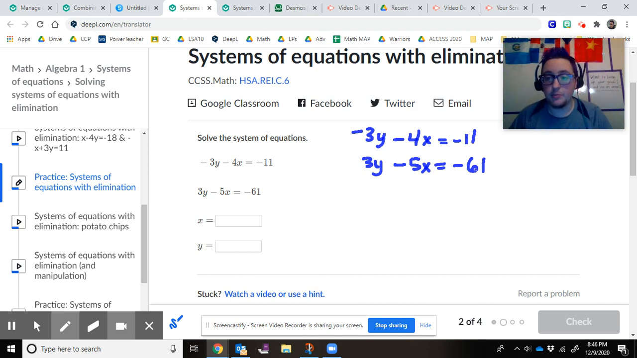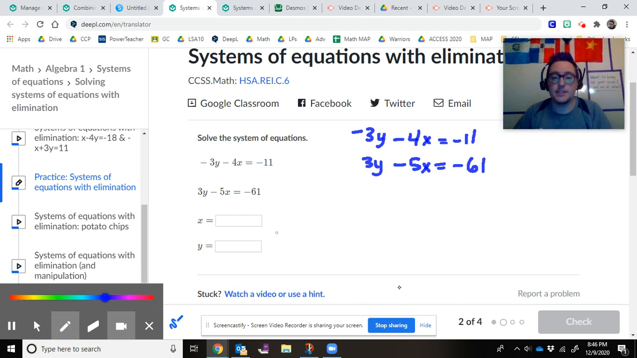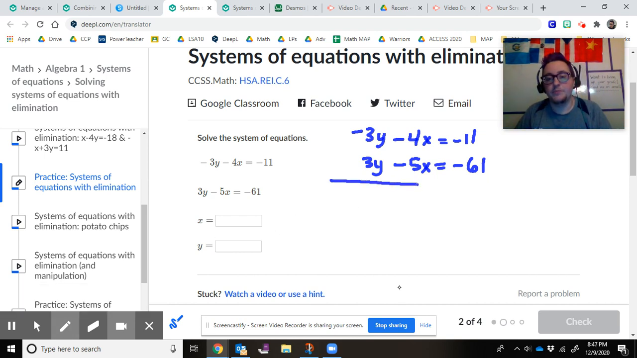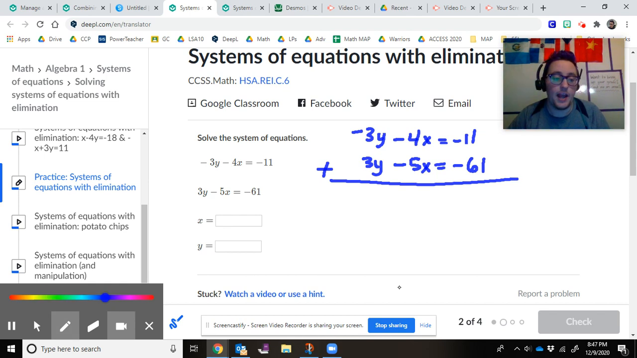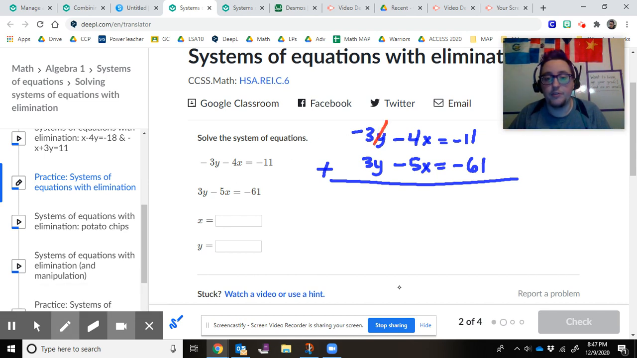And our first step when we're doing this is what we did in the last assignment, which is combining. So we want to combine these equations and see what eliminates. Right away, if I'm looking at these, I know that the y's are going to eliminate because I have a negative 3 and a 3. So if I do negative 3 plus 3, what's going to happen is I'm going to get 0. So those are going to cancel.